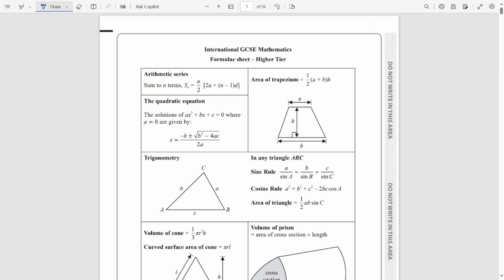Hello and welcome. In this video, I'm going to be running through the 4 solutions to this sample paper that I created. If you haven't already downloaded it, there will be a link in the description that will take you to the PDF for this sample paper.